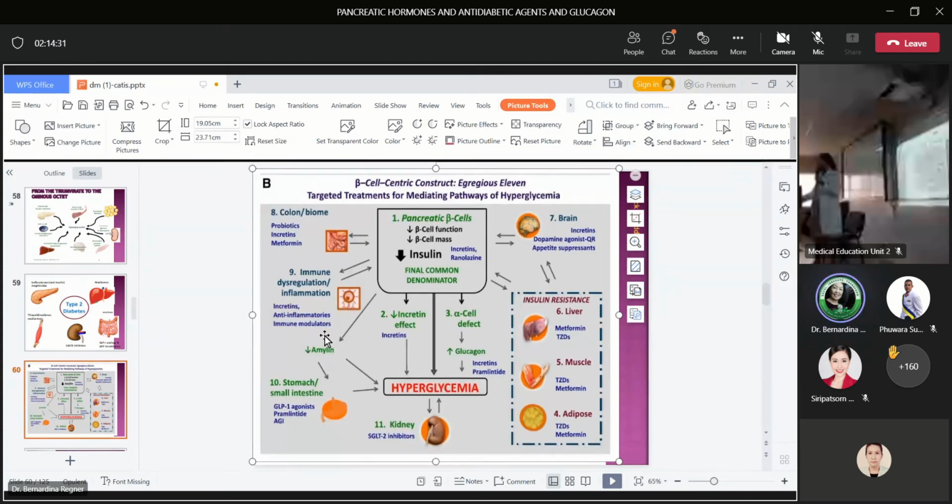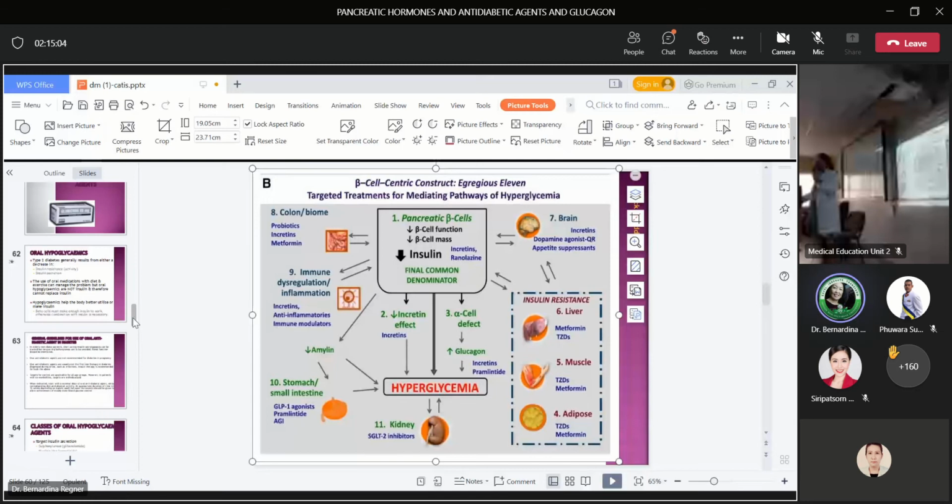And then you have amylin, exemplified by your amylin analog, pramlintide. And then in the stomach, you have your GLP-1 agonist, pramlintide, and alpha glucosidase inhibitors. No questions so far?